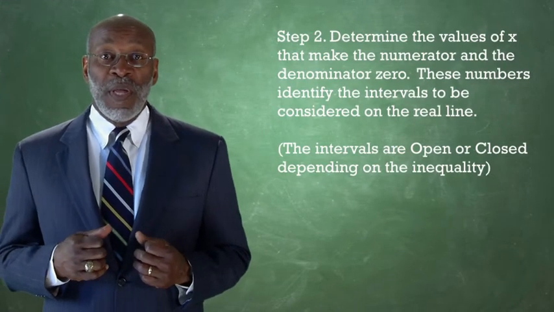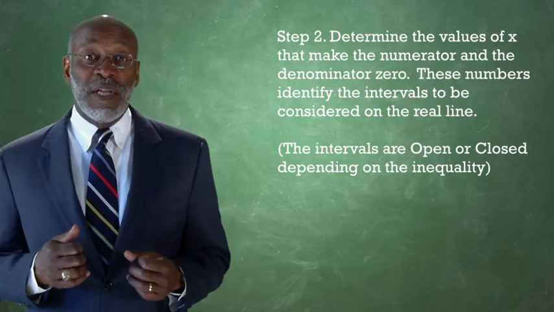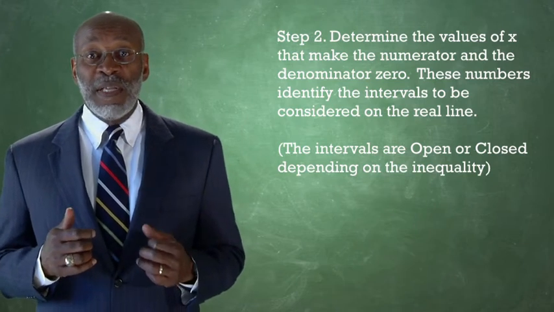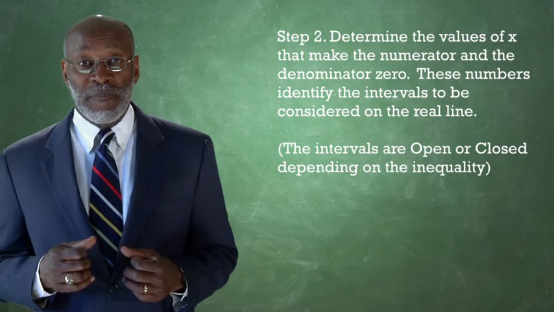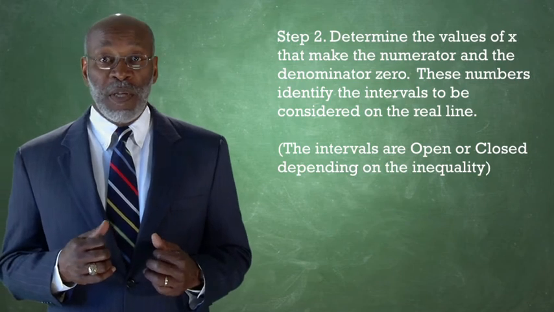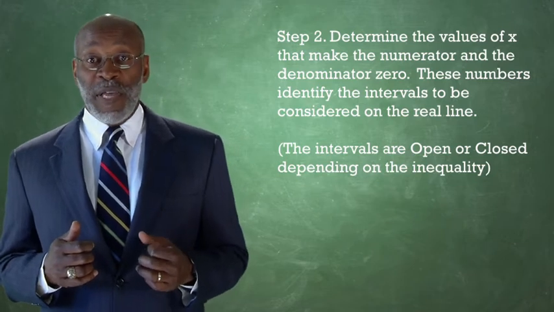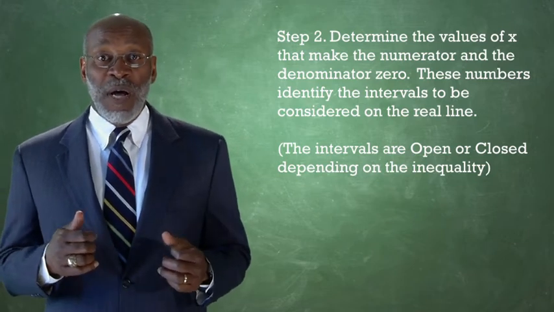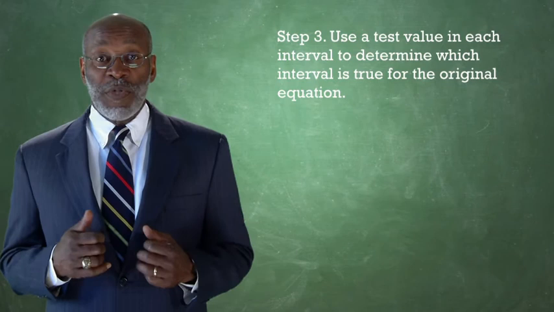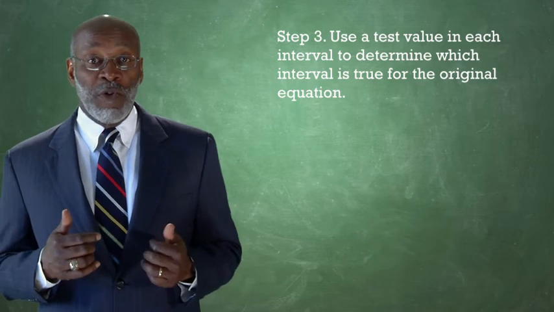Step 2. Determine the values of x that make the numerator and the denominator 0. These numbers identify the intervals to be considered on the real line. The intervals are open or closed depending on the inequality. The values of x that make q of x equal 0 are always open intervals. Step 3. Use a test point in each interval to determine which interval is true for the original equation.